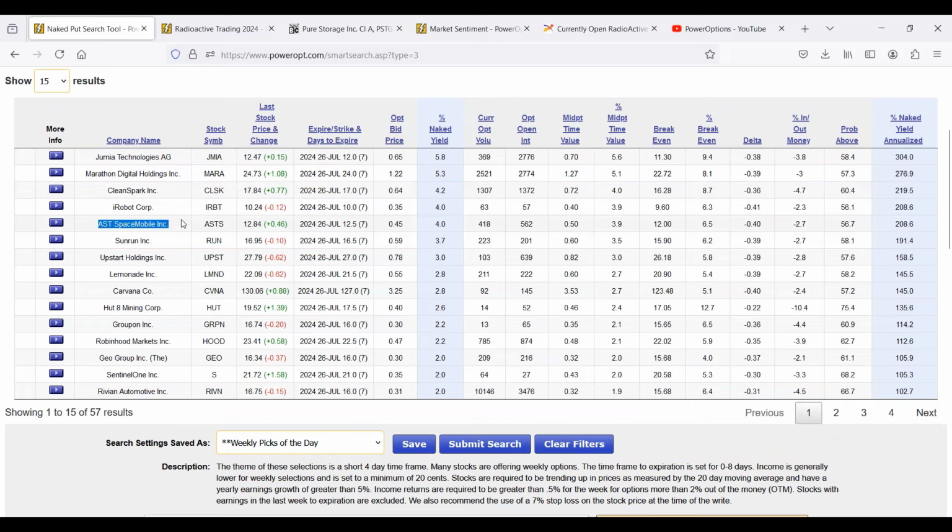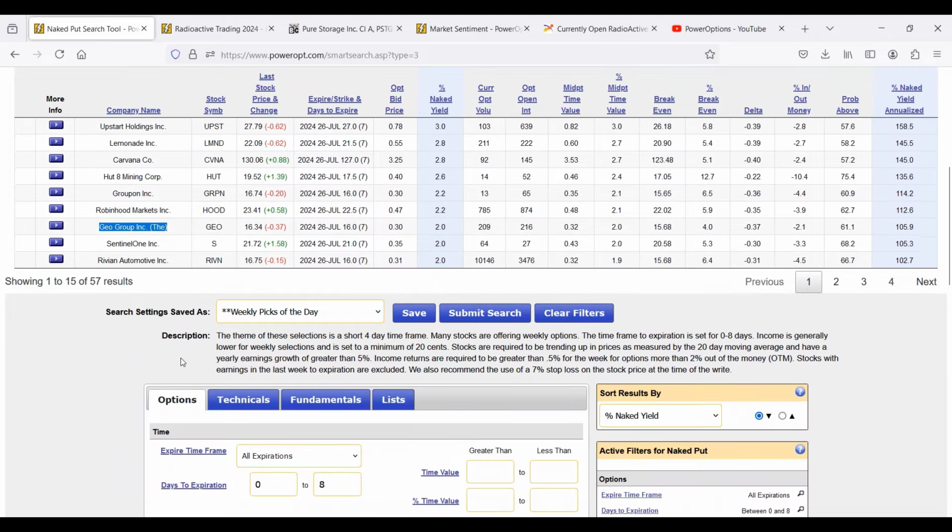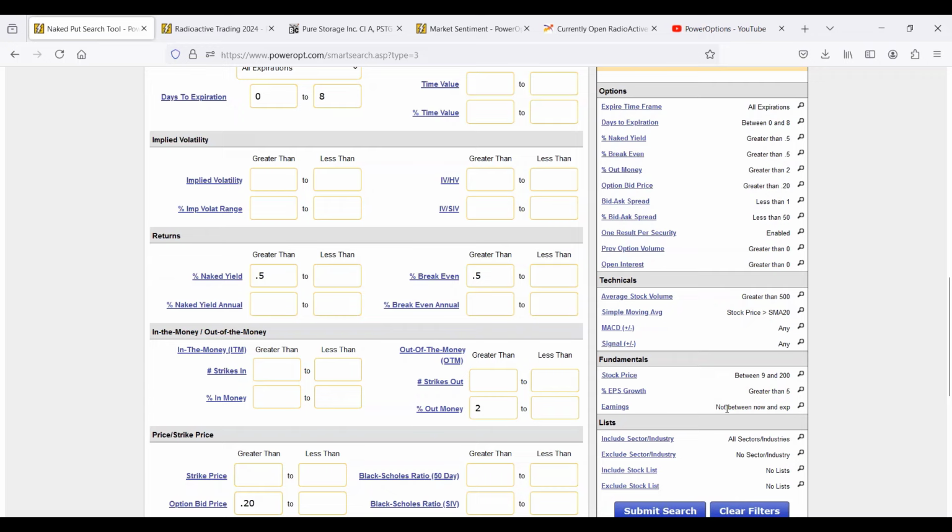AST Space Mobile, no clue. We can speculate based on the name, but I have no clue what they do. Geo Group Inc., well, that's very broad. That could be a number of things, okay? But with those subtle adjustments, avoiding earnings between now and expiration, of course, we'd want to do with this as well.